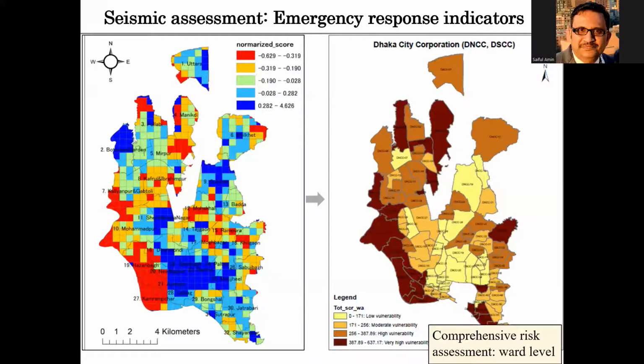So now this is the representation of the seismic response capacity assessment map in wards, because the assessment was grid-based to assess the condition of seismic response capacity in a more detailed manner. But to understand the overall effect of the seismic response capacity indicators, it has been converted into a ward-based assessment.